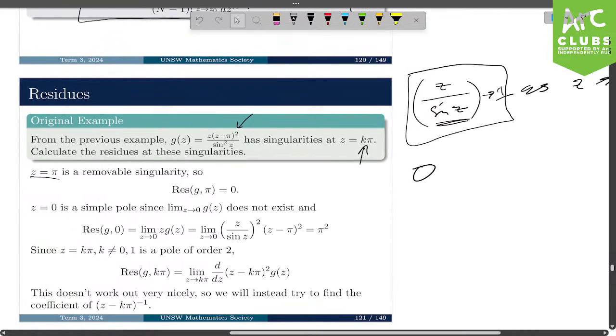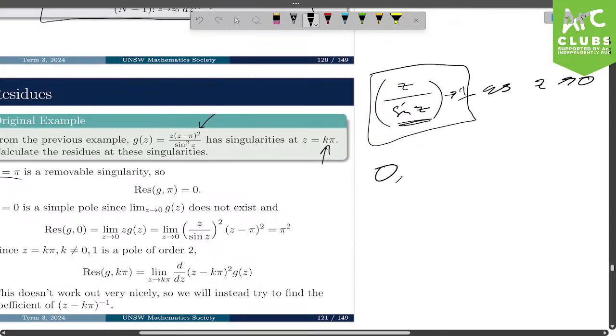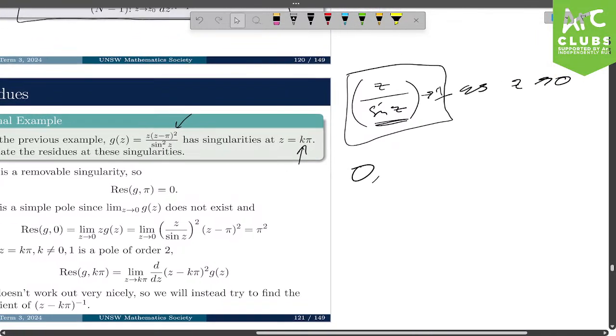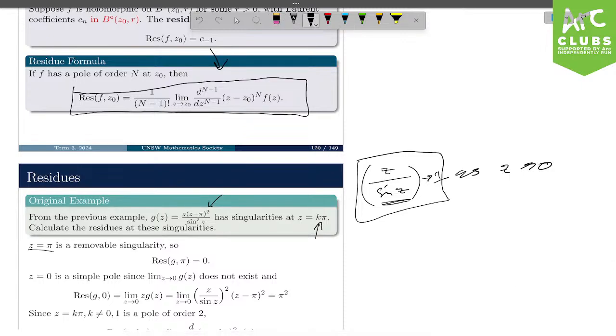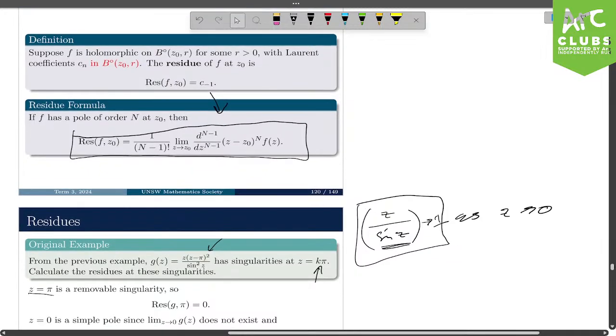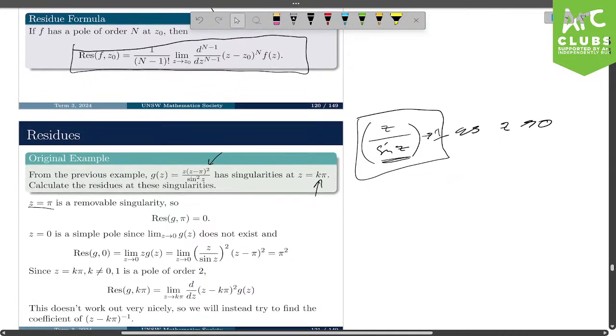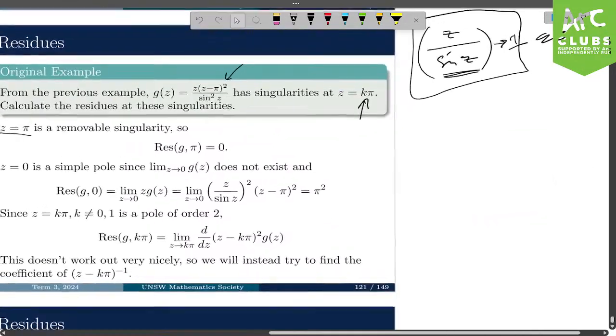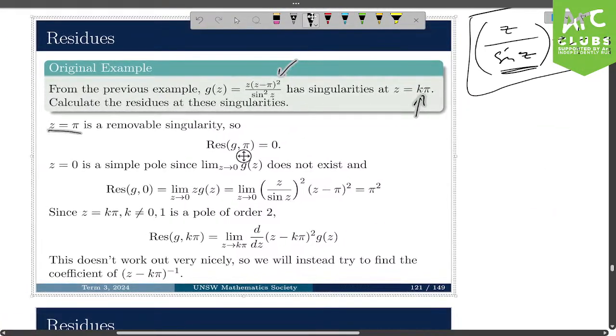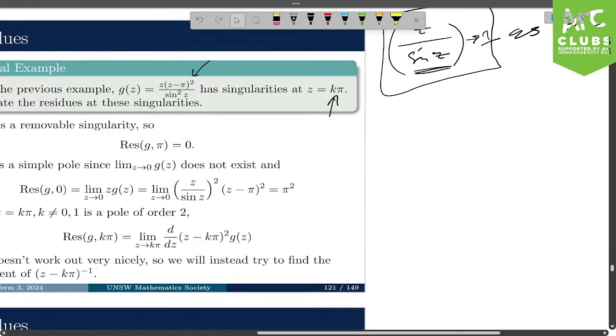It is removable. Because, I'll just point this out, the residue is given by the derivative times that. Now, n in this case is 0, so we just take the function at that point, which will be going to 0. Residue is 0. Next up, we have z is 0.